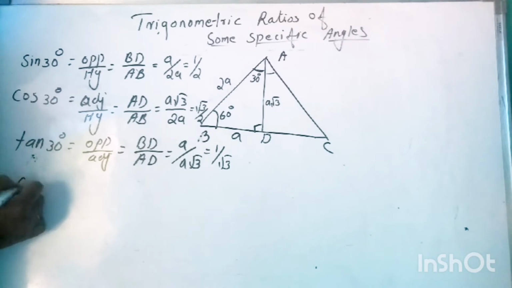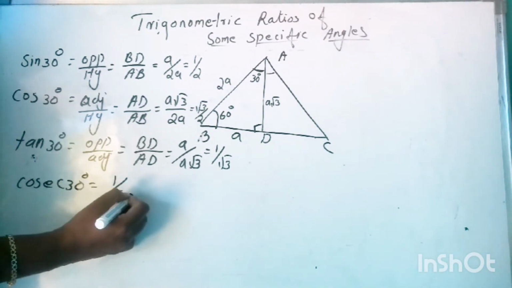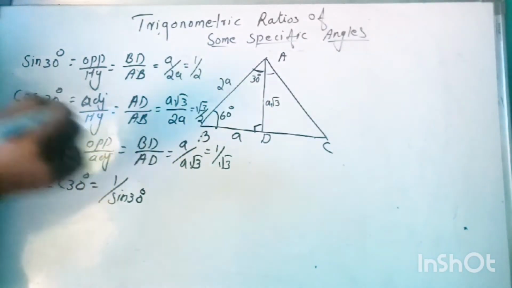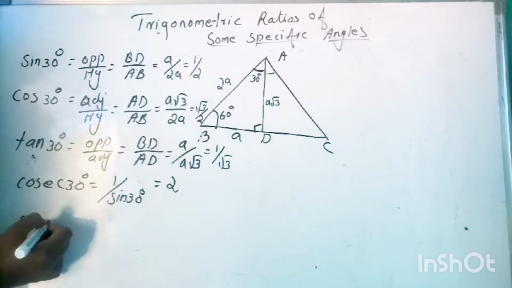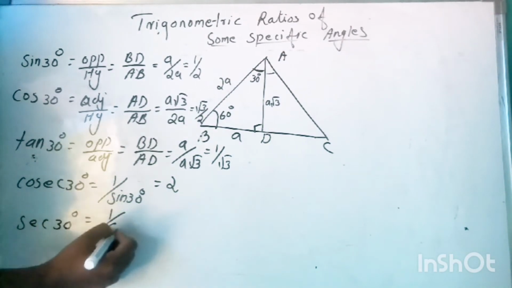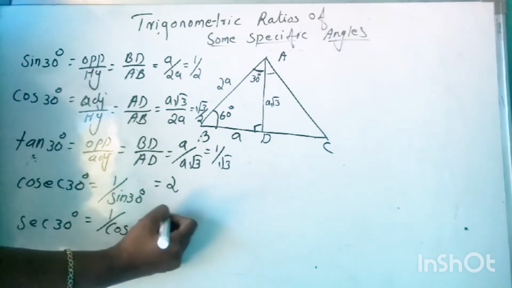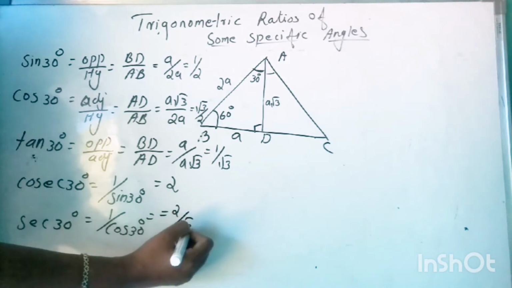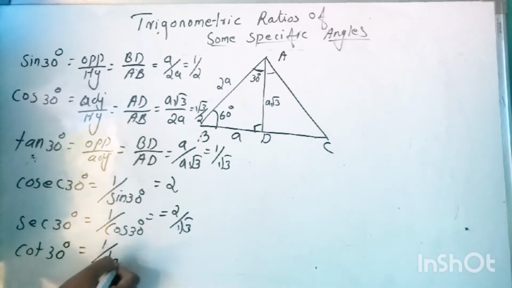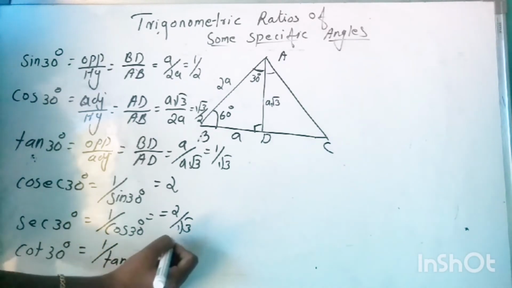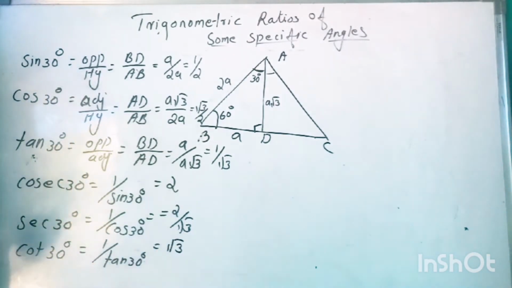Now cosec 30 degree is 1 by sine 30 degree. Sine 30 degree is 1 by 2 and the reciprocal of 1 by 2 is 2. Now sec 30 degree is 1 by cos 30 degree. The cos 30 degree is root 3 by 2 and the reciprocal of that is 2 by root 3. Now cot 30 degree is equal to 1 by tan 30 degree. Tan 30 degree is 1 by root 3, and the reciprocal of 1 by root 3 is root 3.